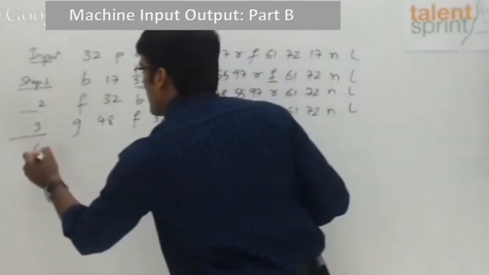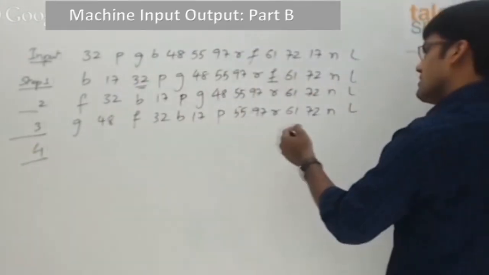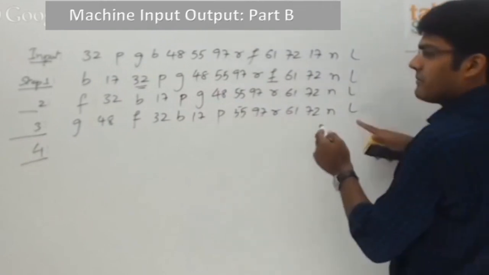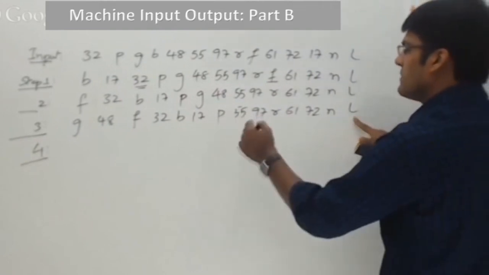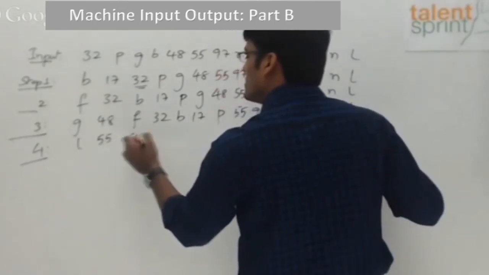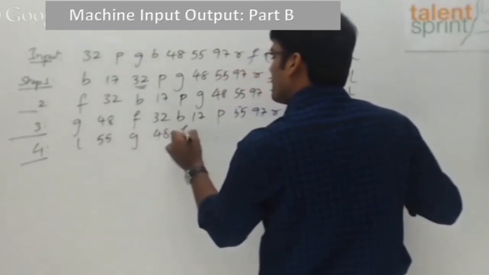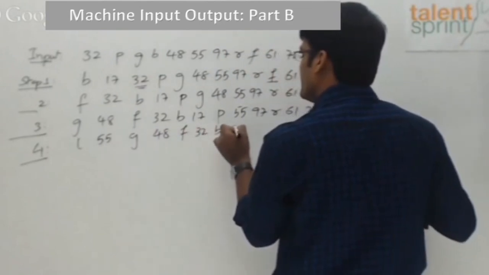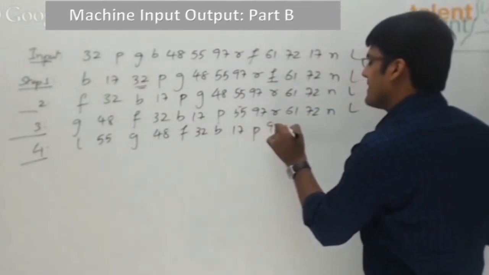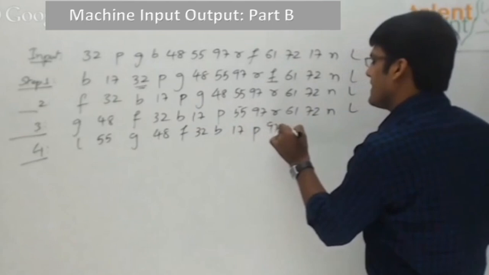What comes in step 4? What comes after G? After G it should be, I think, J, K, L, M. Right? L should come, and the number should be 55. So L and 55. Then move the remaining things. G 48, F 32, B 17, L and 55 have gone there. So P 97, R 61, 72, and N, because L has gone there.